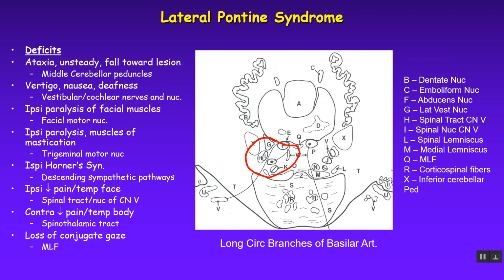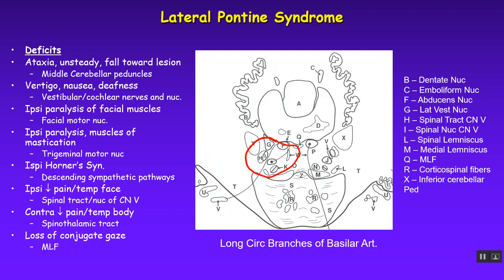So same level here that you're seeing, this is through that same level with the abducens. This is called a lateral pontine syndrome. So we had a lateral medullary syndrome, that Wallenberg syndrome, which is actually the more common. This isn't as common. This is involving what's called the long circumferential branches of the basilar artery.